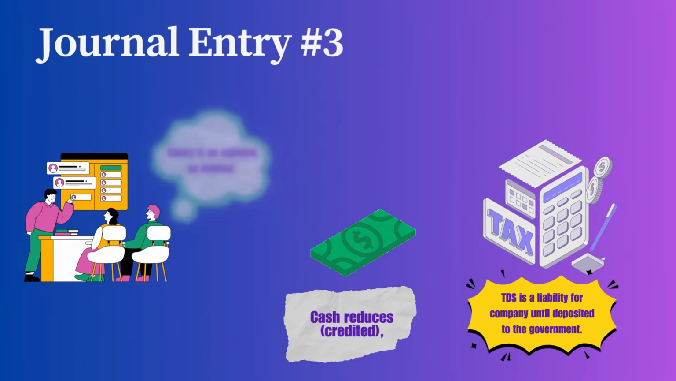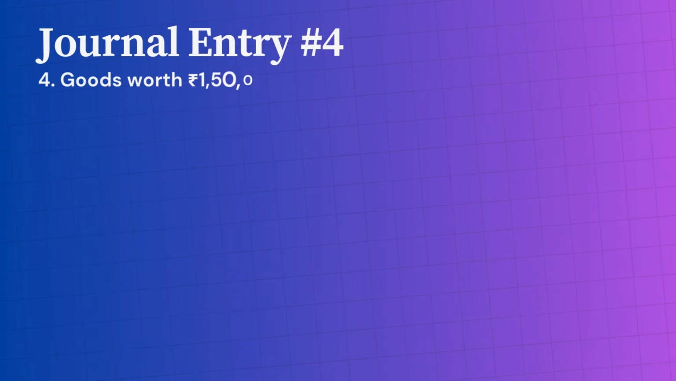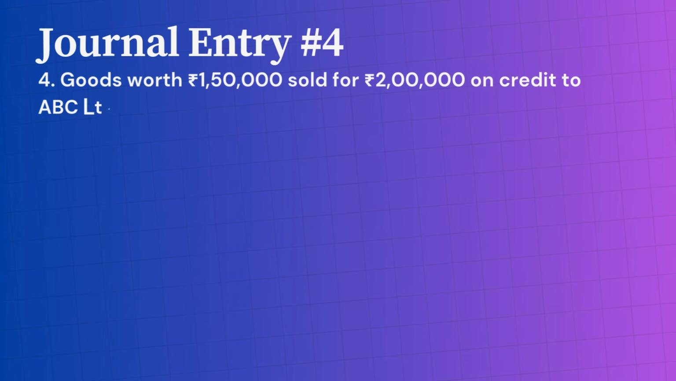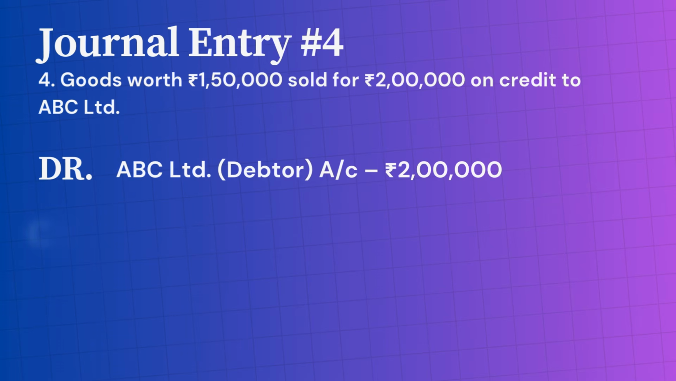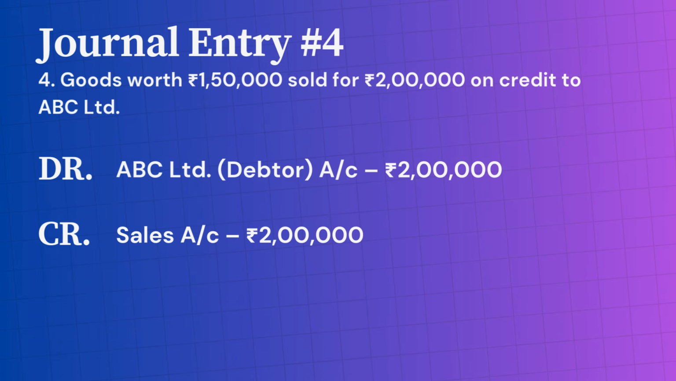Moving on, let's see the next one. Journal entry 4, goods worth 1,50,000 rupees sold for 2 lakh rupees on credit to ABC Limited. Here we will debit ABC Limited debtor account 2 lakh rupees and credit sales account 2 lakh rupees.